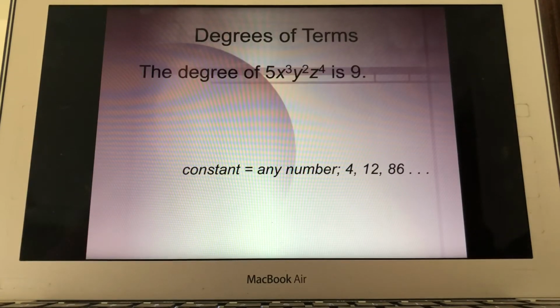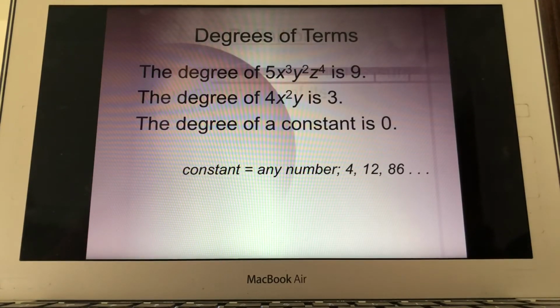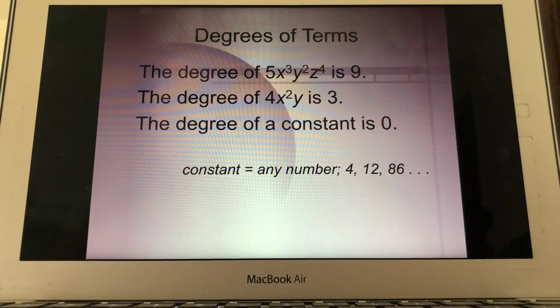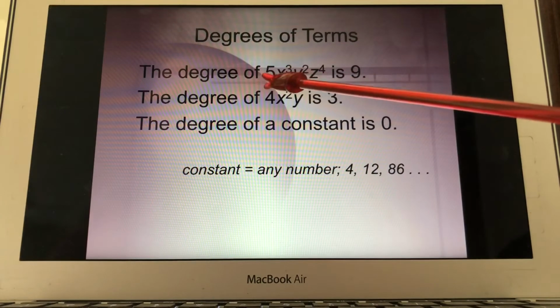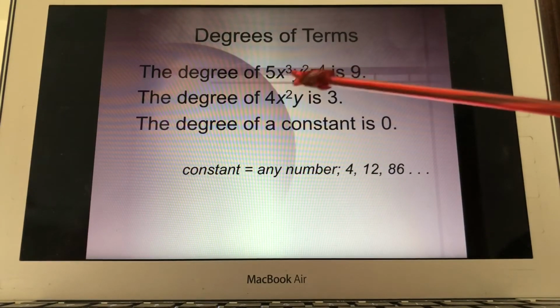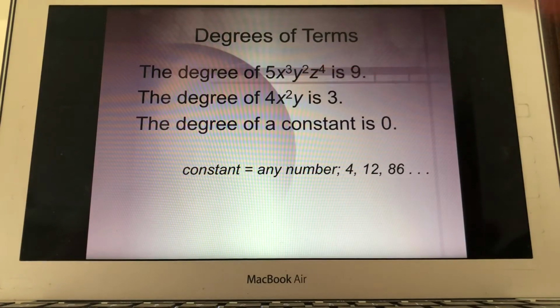All right, now let's take a look at all of these here first. Okay, the degree here, 5x cubed y squared z to the 4th. We take the powers, 3, 2, and 4, we add them all up, and we end up with 9. So the degree of this term is 9.